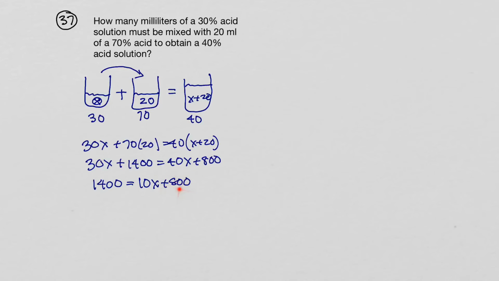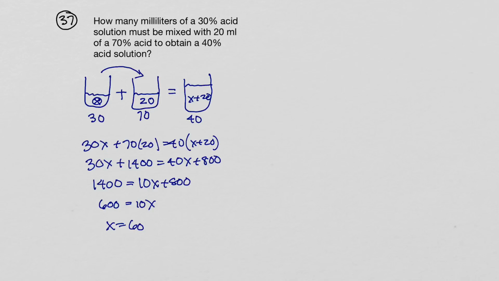Let's subtract this 800 from both sides, so we'll get 1400 minus 800 is 600. That's equal to 10X, and then we're going to divide by 10, so we'll get X equals 60. And again, it's a word problem, so we've got X, but what is X? Follow it all the way back to the beginning, all the way back up here. What was X? X is the number of milliliters of the 30% solution. So our question is asking us, back here at the top, how many milliliters of the 30% acid solution? So we found that. We found that there's 60 milliliters of that solution.